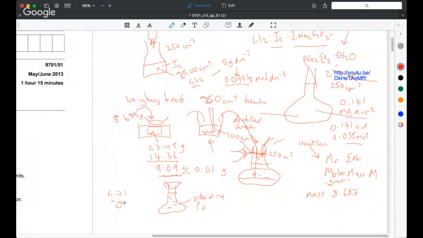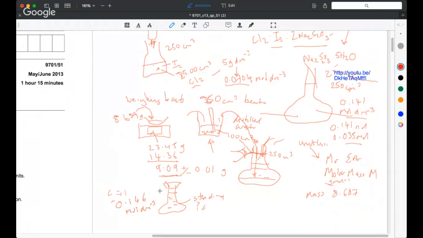0.0146. Okay. So your concentration is 0.0146 moles per decimeter cubed. Now, the thing is that you got 0.0146 moles per decimeter cubed because you weighed by difference 9.09. Now, I might be doing this and I might have 8.95. So we'll all end up with a different concentration, but whether it's mine or yours, it is accurate.